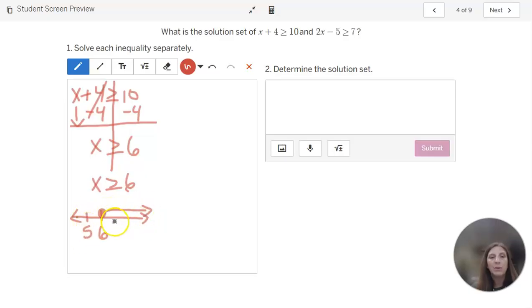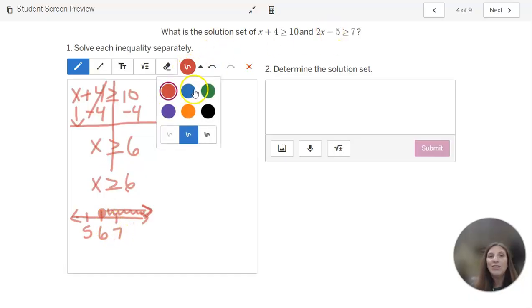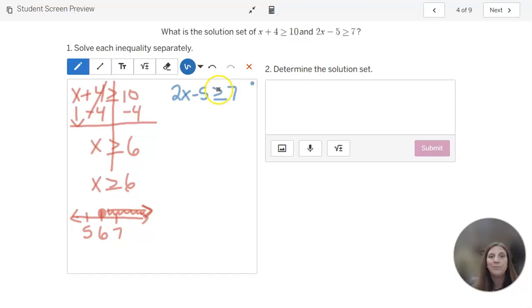And you could, of course, plug in a number on each side to see which one is true, but this is how you would graph it. All the numbers greater than or equal to 6 are part of your solution set. Now we also need to do the second equation. We got two things happening here. So 2x minus 5 is greater than or equal to 7.